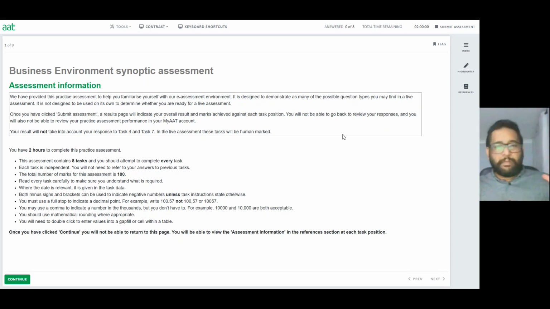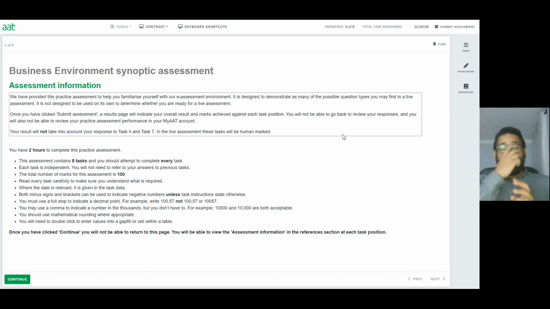Synoptic means it combines all your previous learned modules, like your bookkeeping transactions, introduction to bookkeeping, and then also you had your principles of bookkeeping control and your principles of costing. Those all three core units will be tested all together with your business environment unit to become this business environment synoptic assessment.